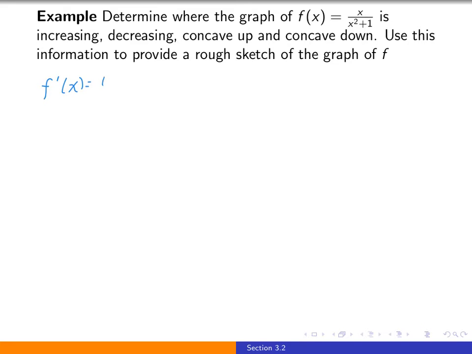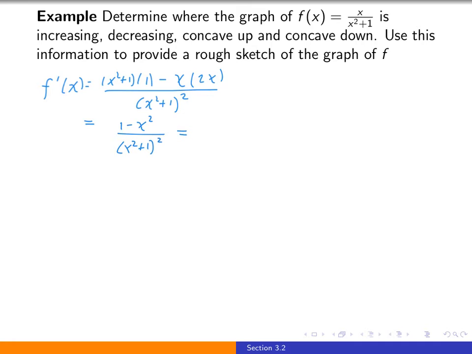So we take low d high, and the derivative of the function in the top is simply 1, minus high d low, and the derivative of the function in the bottom is 2x, and we divide by x squared plus 1 quantity squared. And if we simplify in the top, we have an x squared minus a 2x squared. So this becomes 1 minus x squared over x squared plus 1 quantity squared.